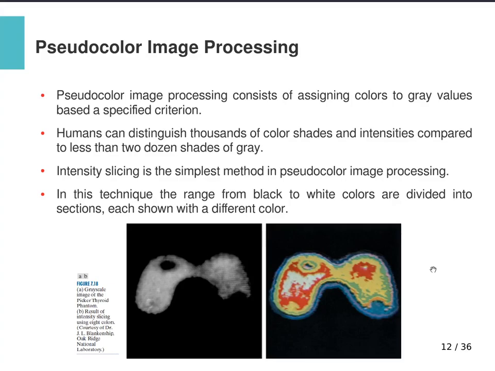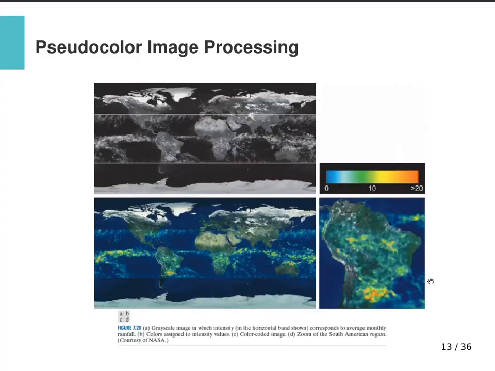As you can see, even though there are some regions in the image that are not visible in the grayscale, when we do intensity slicing and create these pseudocolors, we are able to distinguish between even the slightest variations of the intensity in the pseudocolor image. Here you can see another example.